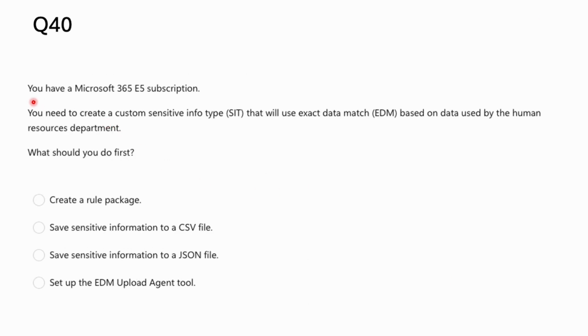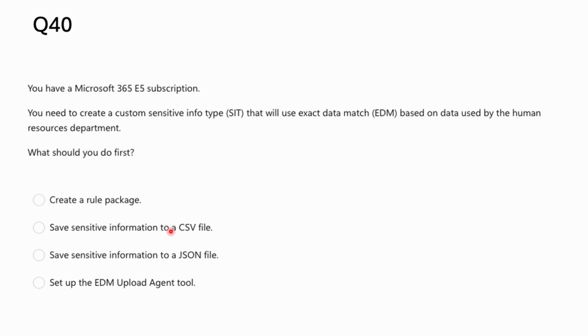Okay, question number 40, where it says you have a Microsoft 365 E5 subscription. You need to create a custom sensitive information type that will use exact data match based on data used by the human resource department. So what should you do first? Create a rule package, save sensitive information to CSV file, save sensitive information to JSON, or set up the EDM upload agent tool. So to create a custom sensitive information type using exact data match, the first step should be save the sensitive information to a CSV file.